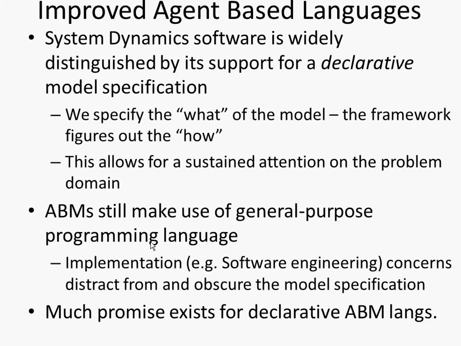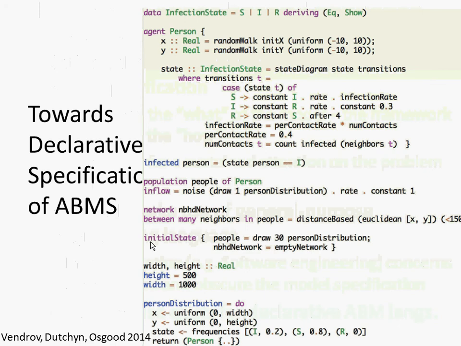AnyLogic does a pretty nice job giving us state charts, giving us events, and making use of action charts even to illustrate algorithms. But you still end up doing a lot more in Java than you would do in Vensim. And we're working with declarative specification for agent-based models that might make creating an agent-based model as transparent and as declarative as creating a stock and flow model in Vensim. So that, again, you specify the what, and it takes care of the how. And we've actually made quite a bit of progress. I don't have the opportunity to show this here.